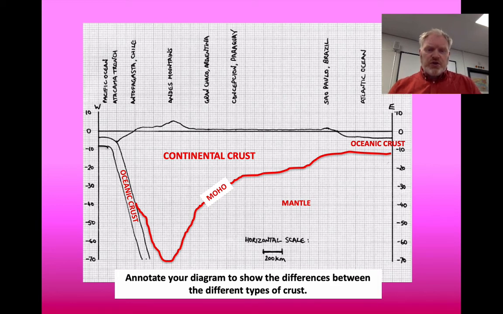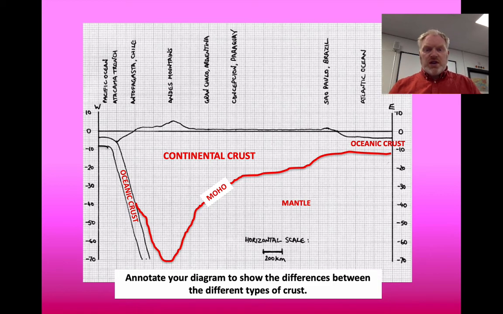So the continental crust is the thickest part of the crust. Notice that where we have the thickest part of continental crust, that's also the bit that's highest. So underneath the Andes Mountains there, that are about 5 kilometers high, we've got about 75 kilometers, or 70 kilometers or so, of continental crust. That provides the buoyancy to keep those mountains higher above sea level.